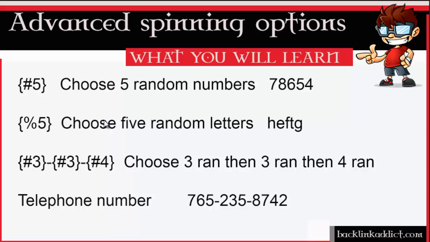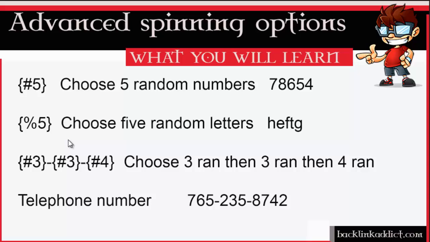So for the area code, we can tell it to choose 5 random numbers every time. It will look like this: curly bracket, pound sign, how many numbers we want it to choose, and another curly bracket. That means choose 5 random numbers. We can also do the same thing with letters. We can tell it to choose 5 random letters like this. Why would we want to do this? So that we can add completely unique usernames, subdomains, and change every field.